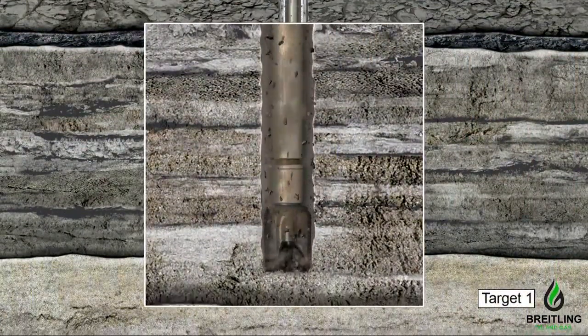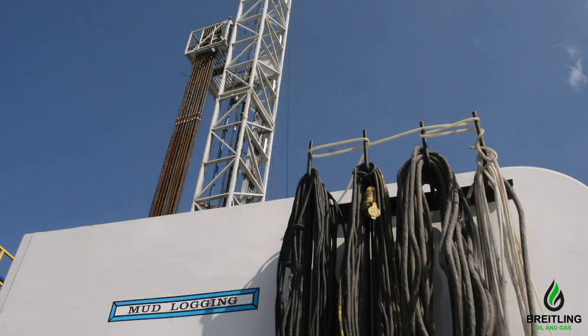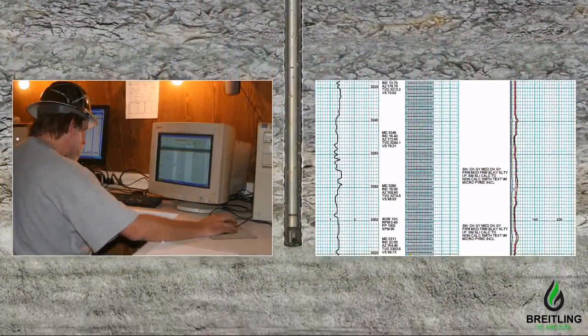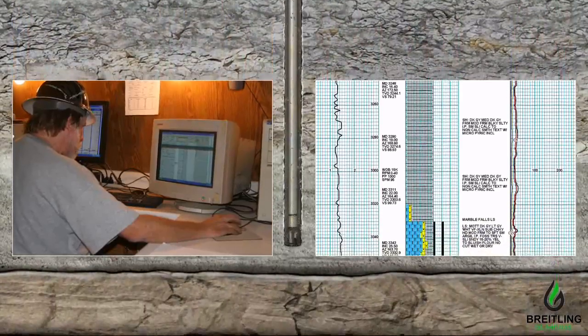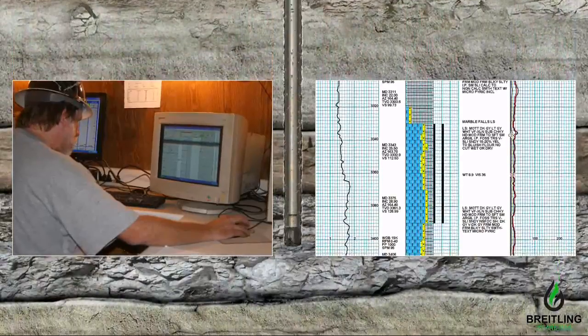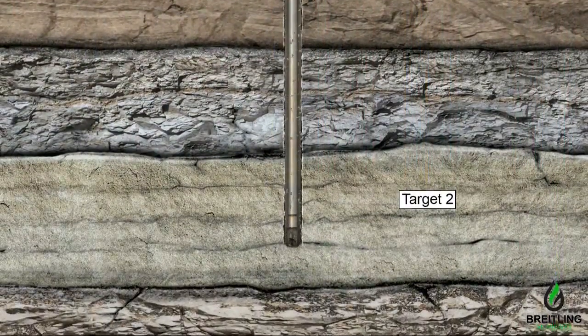As drilling approaches the depth of the first target zone, a technician called a mud logger is brought on location. He analyzes the cuttings, identifying the downhole lithology and any presence of hydrocarbons. As the well is being drilled, he provides real-time information to the company geologist and rig personnel.